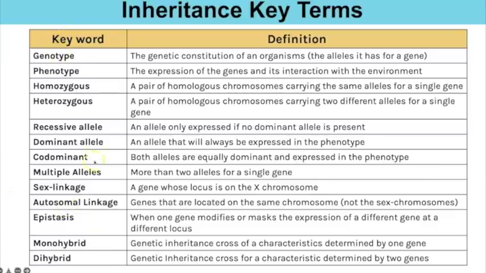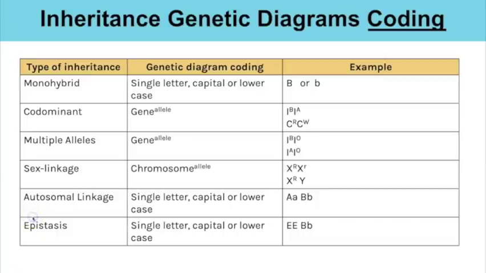And we're going to go through the types of inheritance in more detail and have a look at examples of genetic crosses. Now, a big part of the inheritance topic is being able to determine the outcome of genetic crosses. So to help you with that all in one place, I've got you this genetic coding table. For the different types of inheritance, this is how you would represent it in a genetic cross.